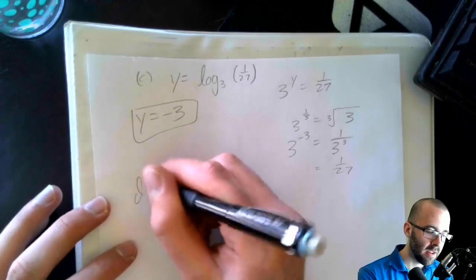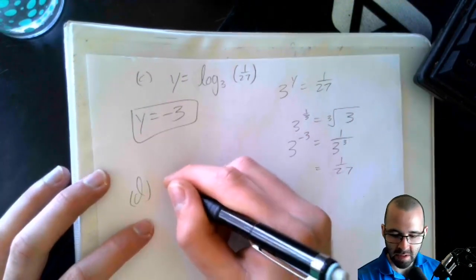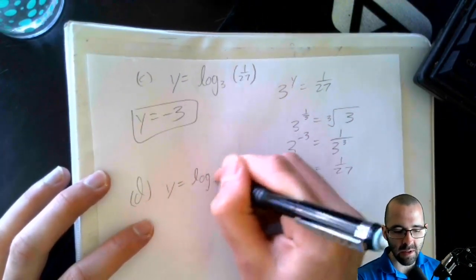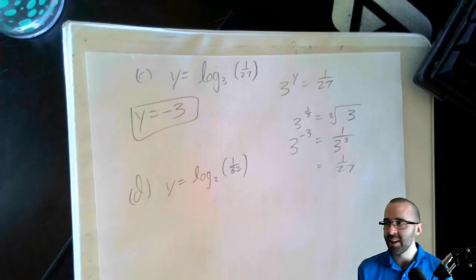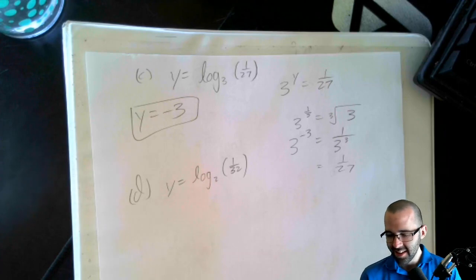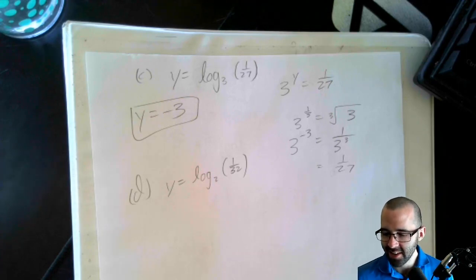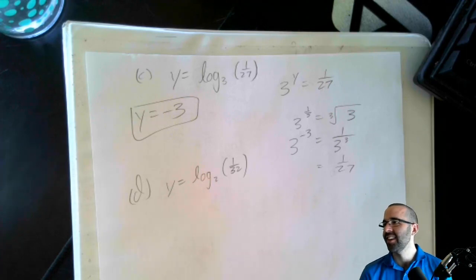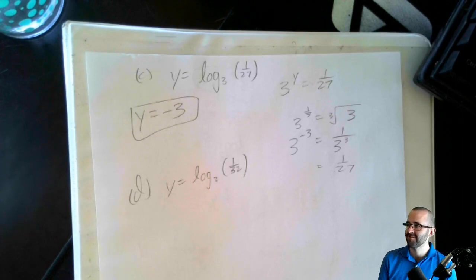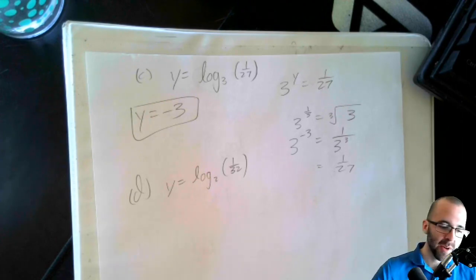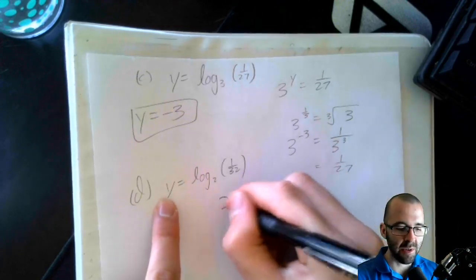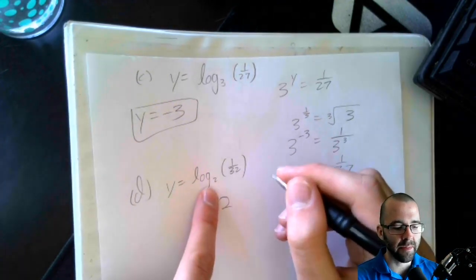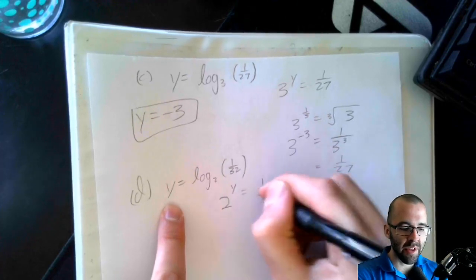All right. Part D. Y equals log base 2 of 1/32. All right, so this one, we do the same thing. Base of the exponential is 2, because that's the base of the logarithm. 2 to what power is 1/32nd?